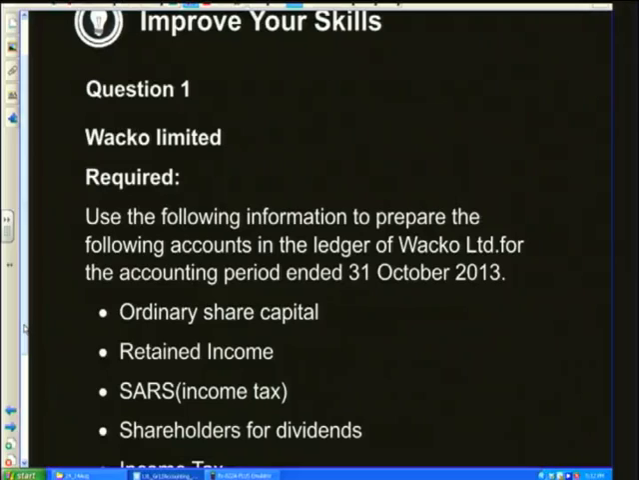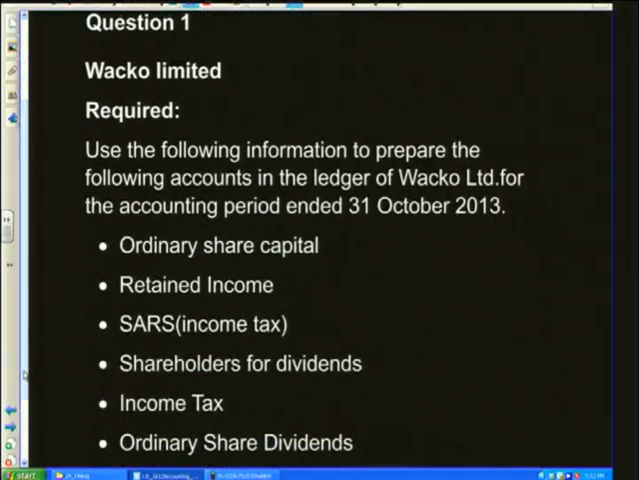Now it's time to get on with today's lesson. We are required to use the information to prepare the following ledger accounts. And what are they asking for? They're asking for ordinary share capital. They're asking for retained income. They're asking for the SARS income tax account. We are required to do the shareholders for dividends. We are expected to do income tax and ordinary share dividends.